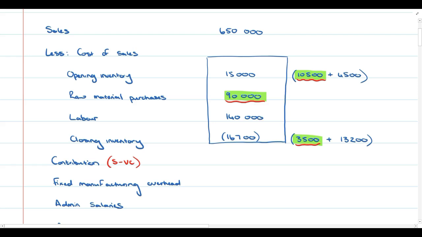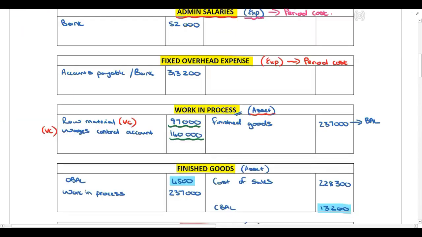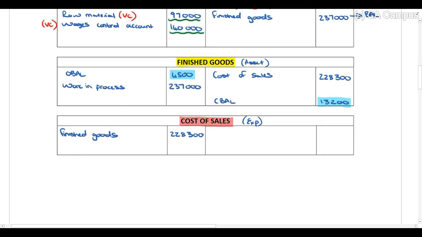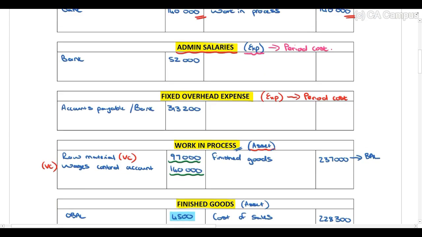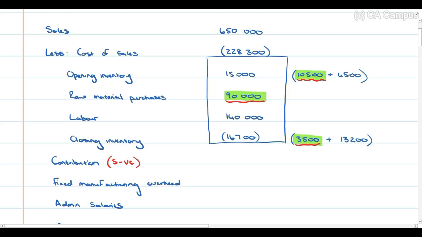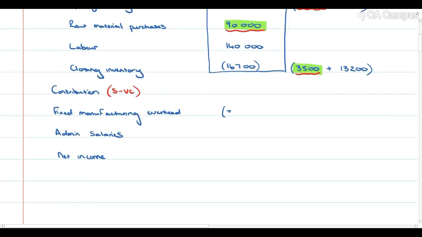You can then calculate the value of cost of sales, and you will see that also ties in perfectly with our general ledger accounts. There's my cost of sales amount over there. Then we had two other costs: admin salaries and the fixed overhead expense. So let's just complete the statement and calculate our net income.